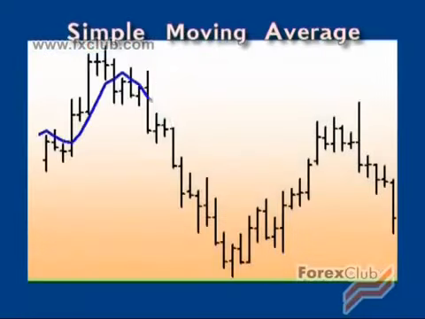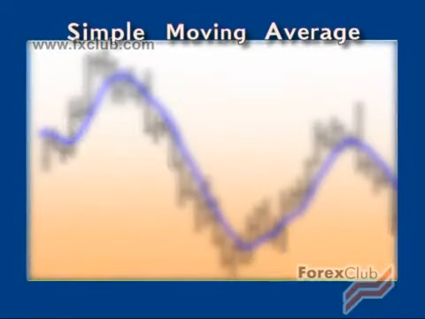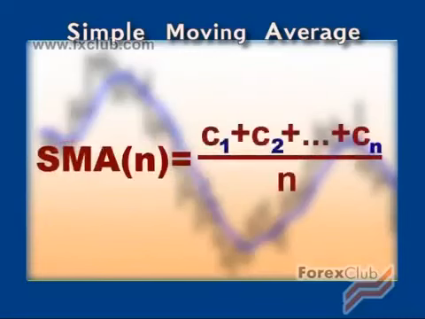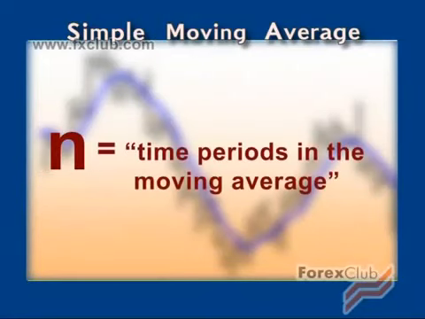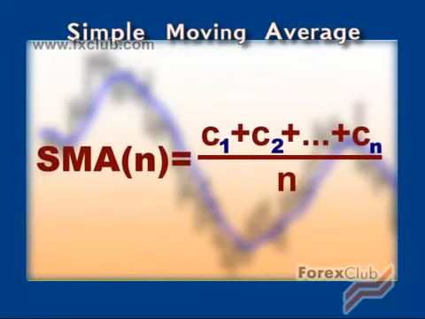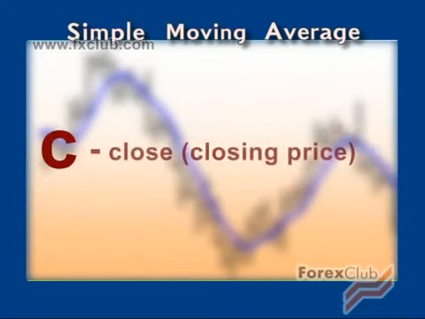So, the simple moving average, or SMA for short. Let's cast our minds back to our school days and those long arithmetic lessons. No doubt you remember how to calculate the average of a number of values. Take a look at the formula for the SMA. N is a variable and is the number of time periods in the moving average. And C, for close, is an old friend of ours, the closing price.